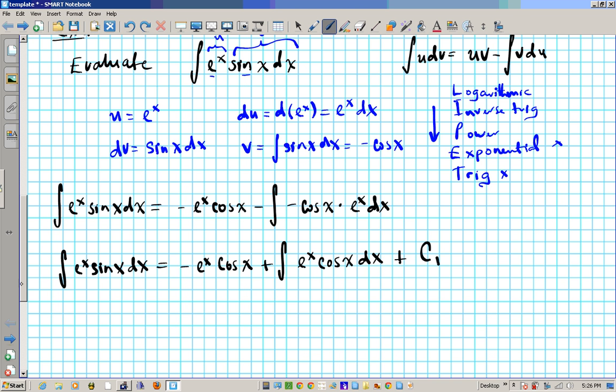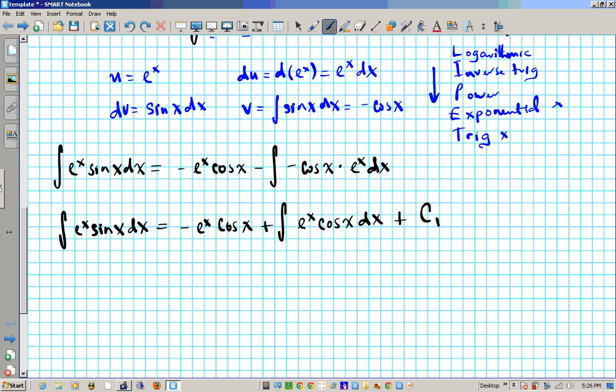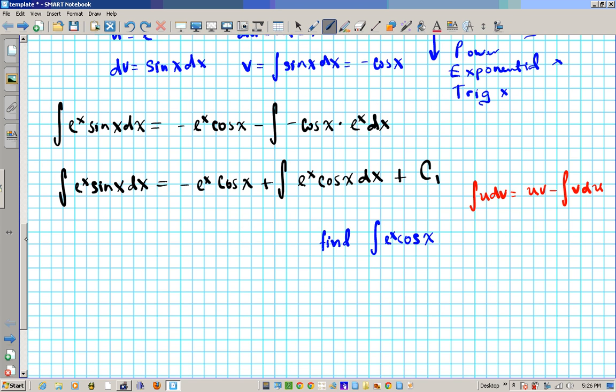Okay, so now let's refresh our memories by writing down what the integration by parts formula is on the side right here. So it's basically the antiderivative of u dv equals uv minus the antiderivative of v du. Okay, so let's do this. Focus our attention on evaluating this integral right here, and then we're going to put it back in. Okay, so I'm going to do this piece in blue. So I want to find the antiderivative of e to the x cosine x. Okay, we've created a new problem for ourselves. So all right, let's do this.